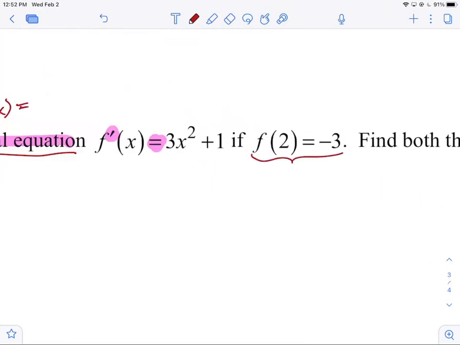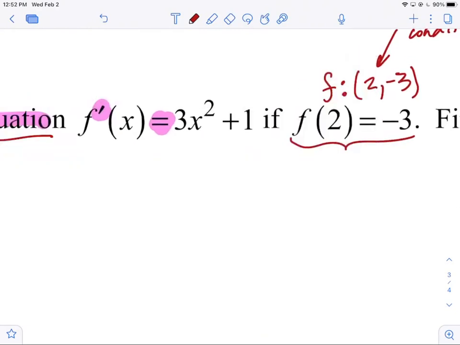If f of 2 is -3, what do you think that is? That's a point. On the original function f that we're trying to find, it passes through the point (2, -3). This is your initial condition. Now, initial in this case doesn't mean corresponding with x equals 0, right? That's a little bit different. An initial condition can be any ordered pair that satisfies the general solution, okay? So here we go. Do we need to do any rewriting on the right-hand side of f prime? No, it looks good to go. So what happens on the left side?